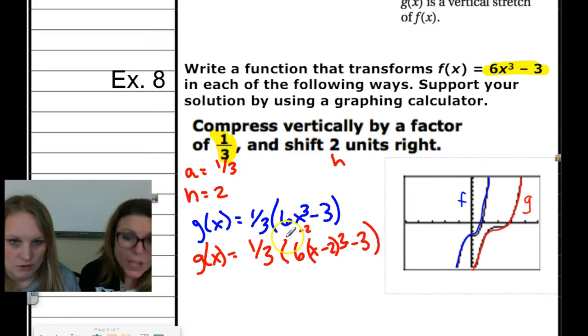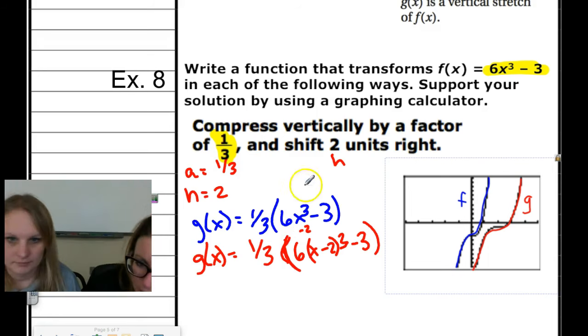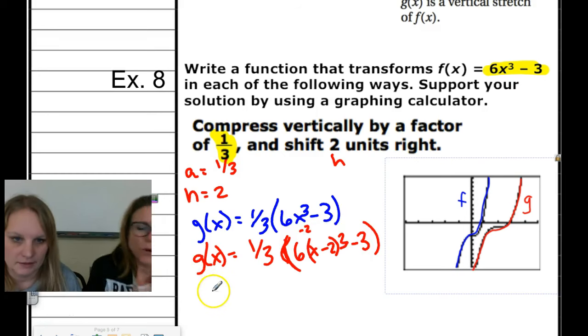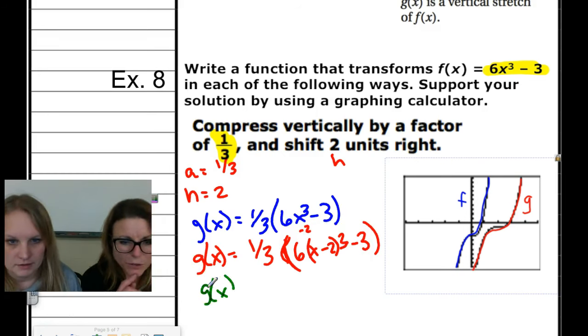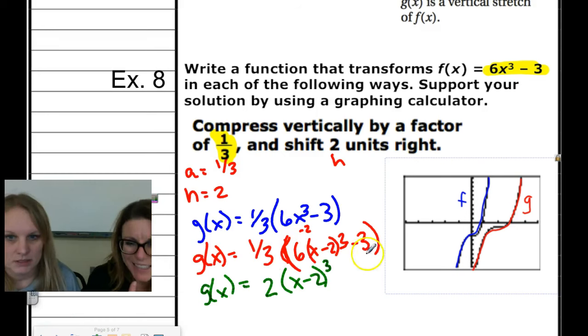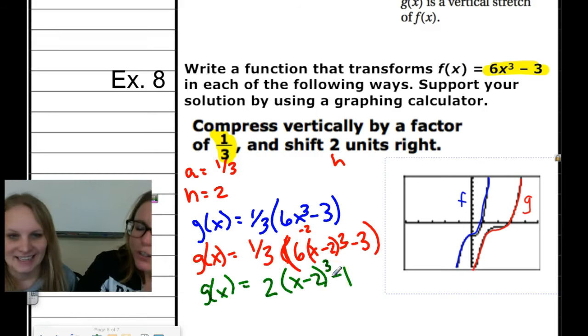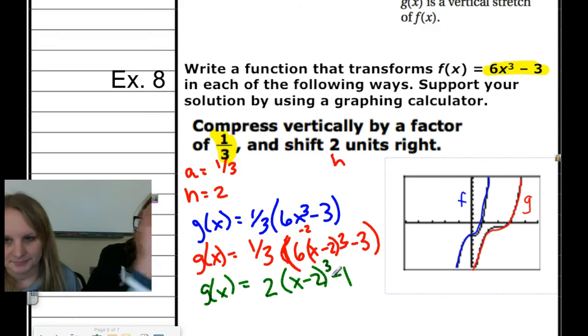Okay, now look what we can do. We can distribute the 1/3 only to the 6 and the negative 3. So g of x is equal to 1/3 times 6, that's 2, and keep the parentheses, x minus 2 cubed, minus 1. Yikes. Oh boy.